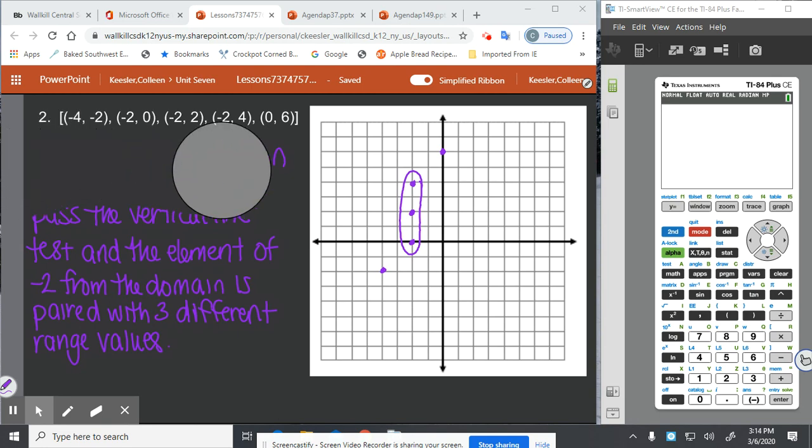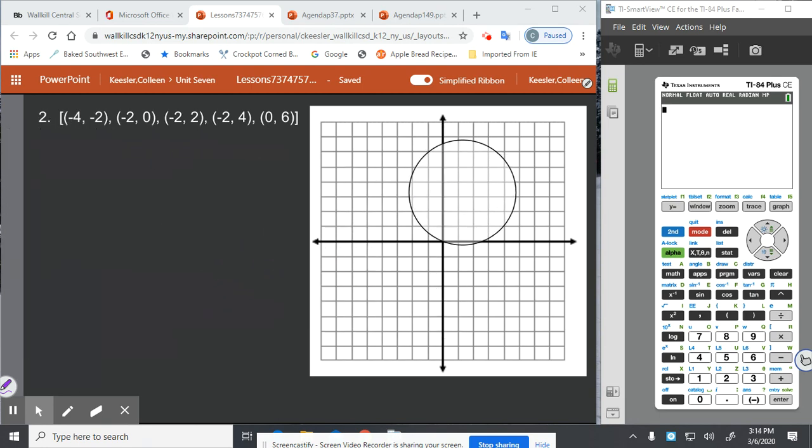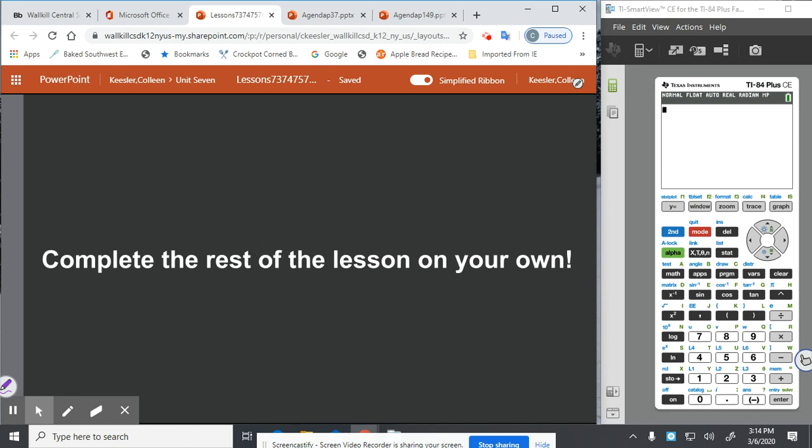All right, so hopefully this is making sense. And you'll be able to try some on your own because you're completing the rest of the lesson on your own. Look to see if you can find some easier ways to establish whether a set of values is a function or not.